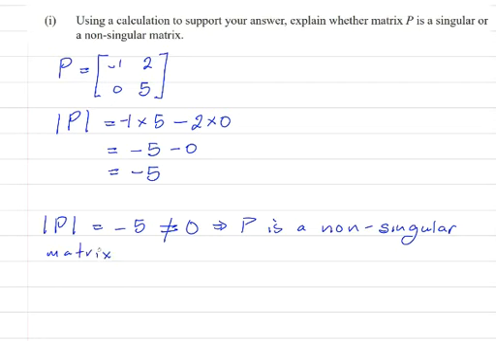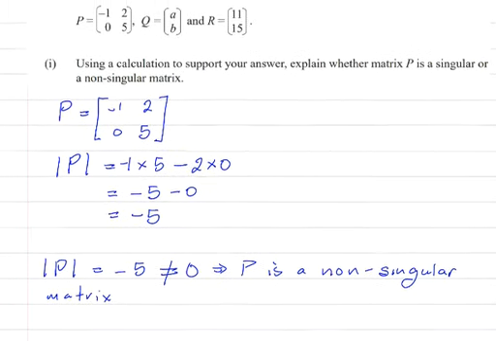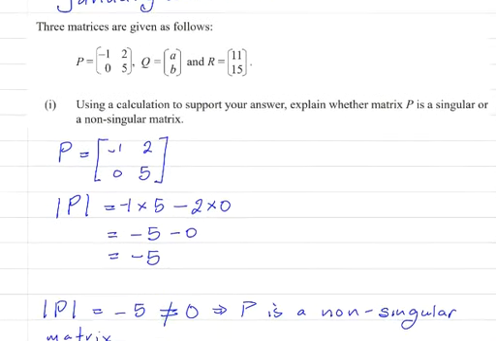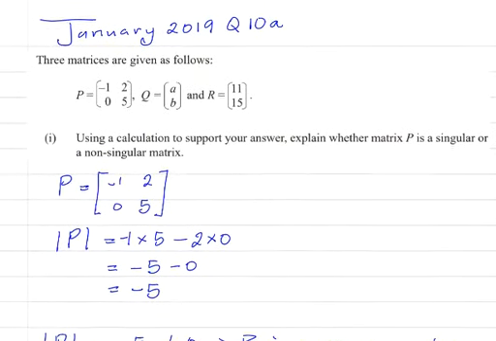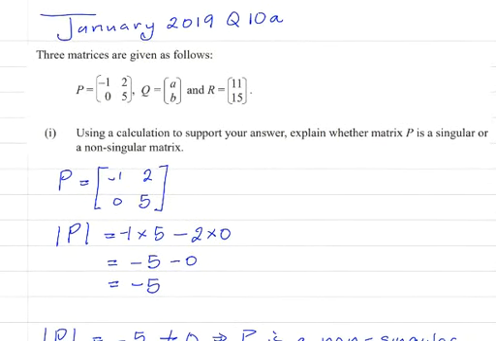All right. So for a matrix to be singular, its determinant has to be 0. If the determinant is not 0, we say that the matrix is a non-singular matrix. So the matrix P is a non-singular matrix.